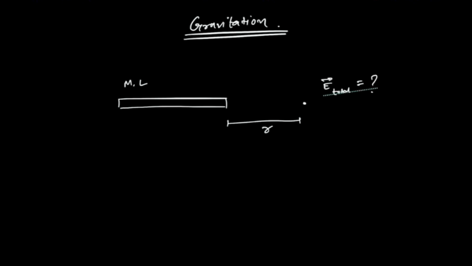Now, the approach is that you consider a small mass at some distance x from the point of interest, which is point P, let's say. Now, this small element is of length dx. So find what is the mass of that, okay? Find dm first.